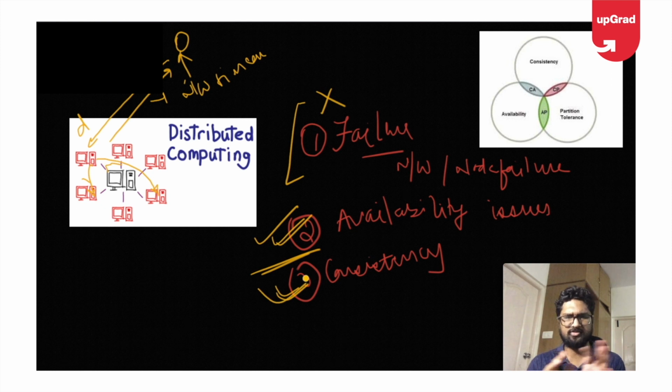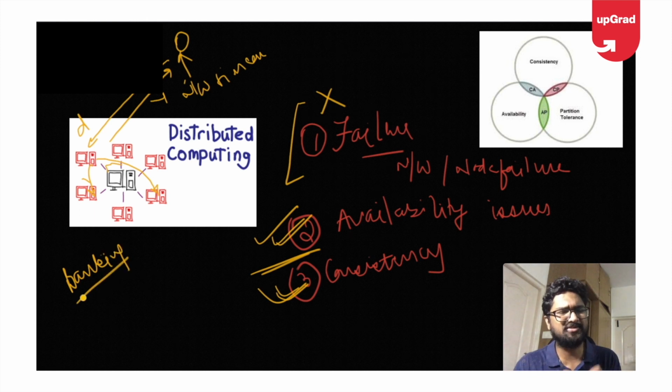I'll try to give you some practical examples of when to go for availability and when to go for consistency. For example, you have an application like banking, where data integrity is very important. The data has to be very consistent. You cannot have two different kinds of data. In those kinds of systems, where data quality and data integrity are very important, you should go for high consistency.